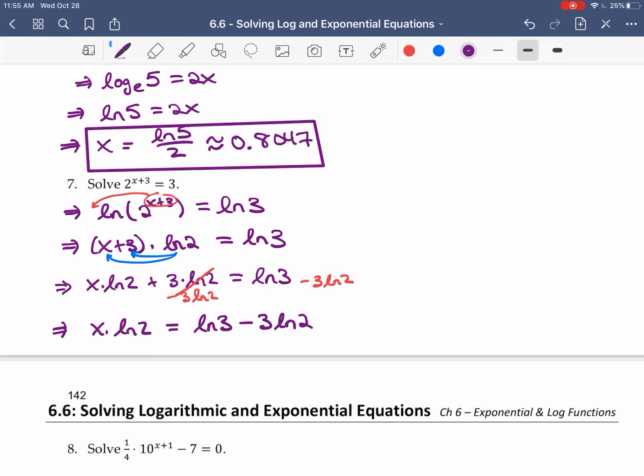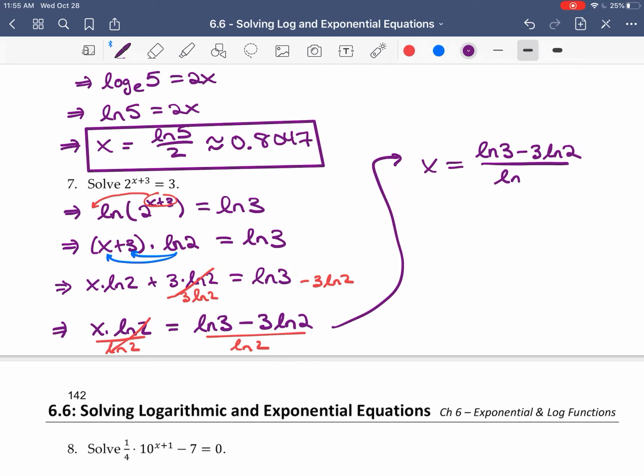Again, this is just a number. And then I can divide both sides by ln of 2, which is a number. It's going to cancel on this side. And that's going to give me x equals ln 3 minus 3 ln 2 all over ln 2. Okay, which if you compute that is approximately negative 1.415. Okay, so that is our answer for this one.